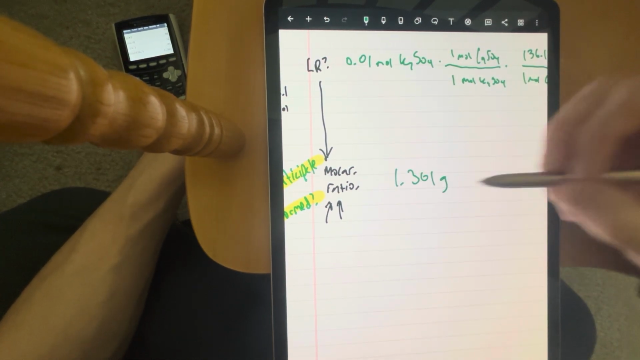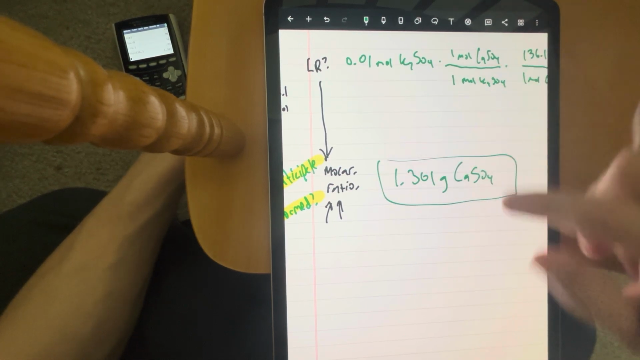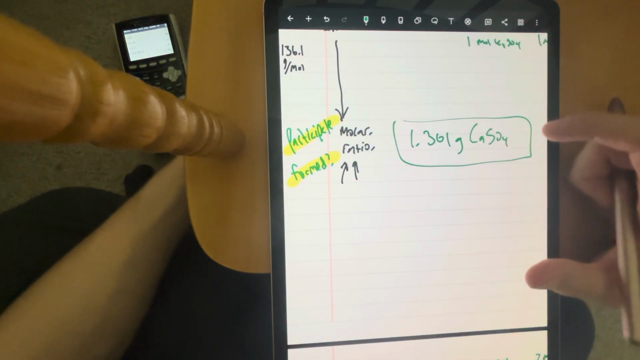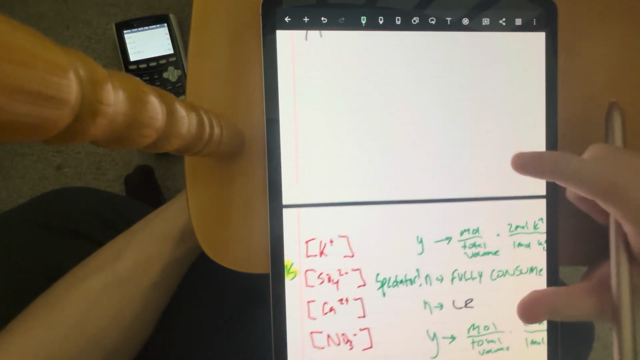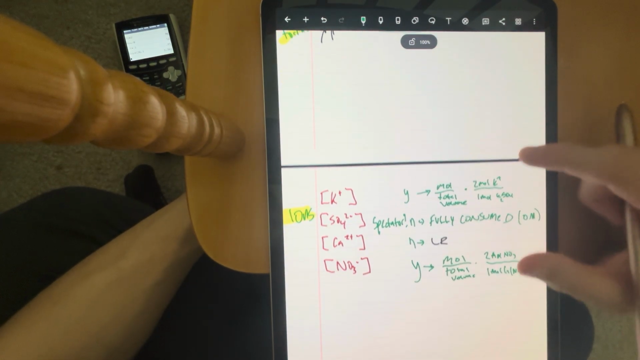1.361 grams of CaSO4. Okay, that's review. Let's be honest here, we knew this. Here's where it gets a little more new, a little more familiar.